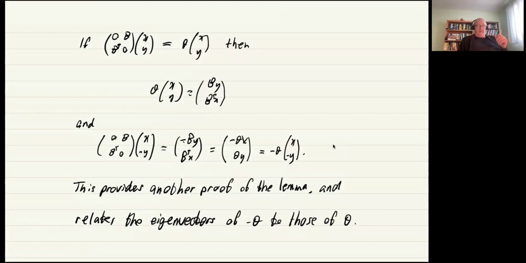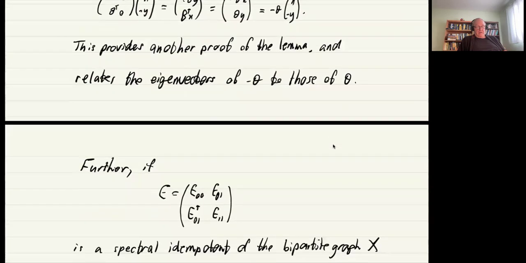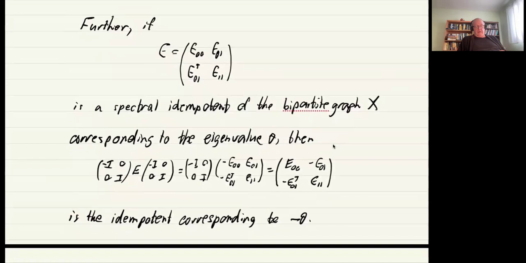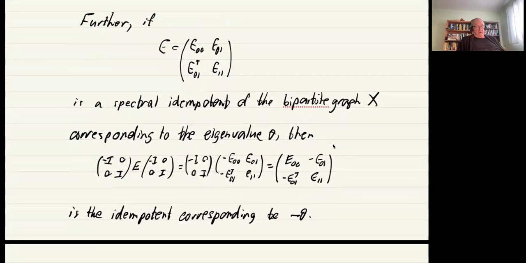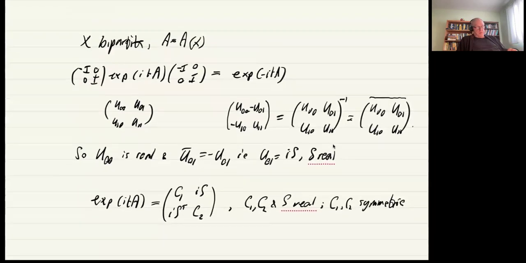So if you have an eigenvector for a bipartite graph with positive eigenvalue, you can write down a corresponding eigenvector with negative eigenvalue. Okay, and in some sense that's also a consequence of this, but I've just written it out directly. Now, I won't spend any time on this, but you can relate the spectral idempotent belonging to theta with the spectral idempotent belonging to minus theta. That's worked out there, and I'll just assume you're going to read that.